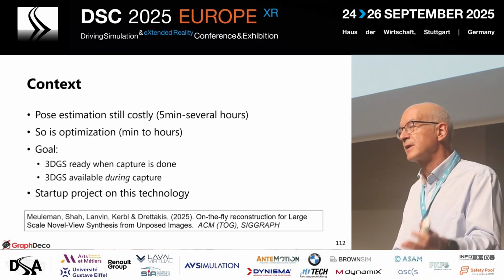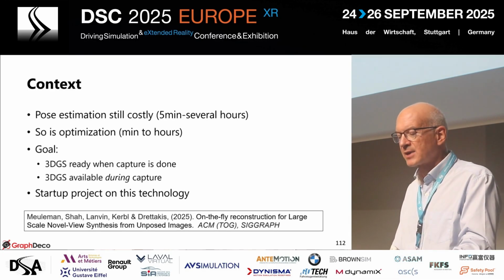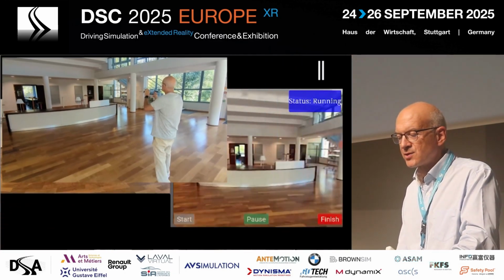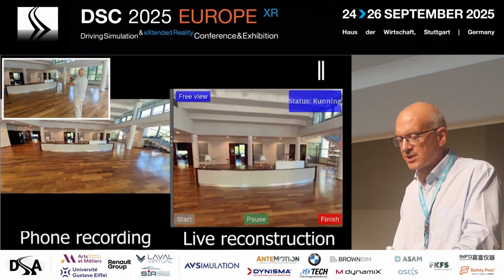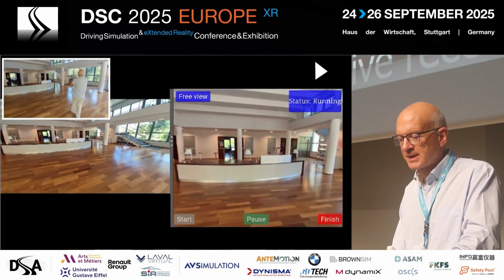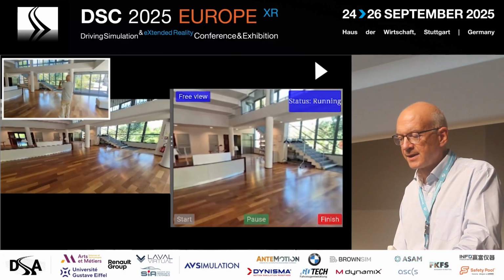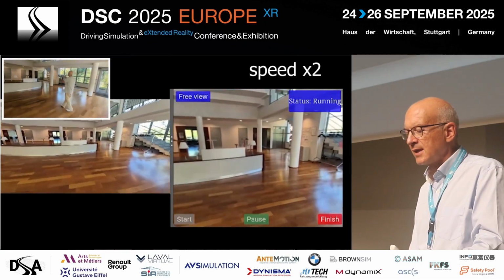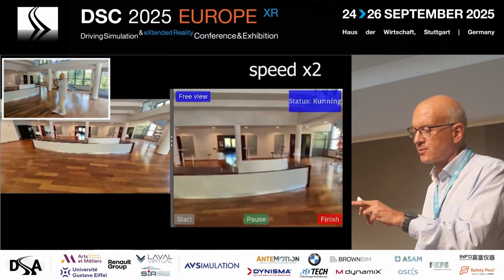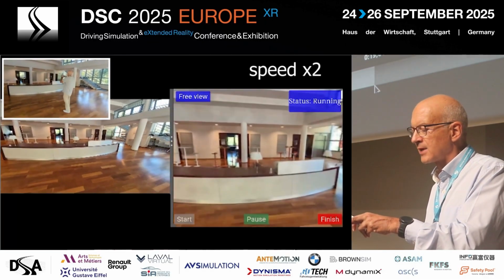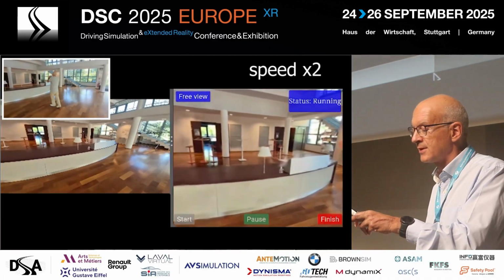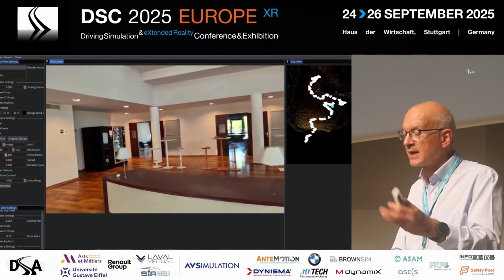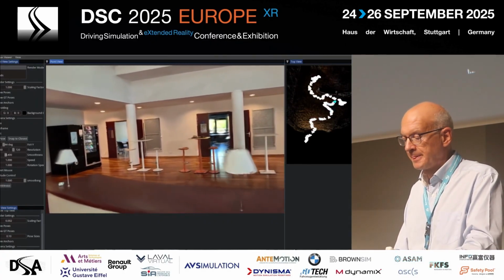So the goal was to have Gaussian splatting immediately after capture and available during capture, and we actually have a startup project on this technology. So here you see an illustration of the process as I'm advancing here in the room, taking the pictures, and you can see that as I go around, the environment, so on the left is the phone camera feed, and on the right are the Gaussian splats that are displayed to the user in real time. And after this capture, immediately after, we have a pretty good reconstruction.